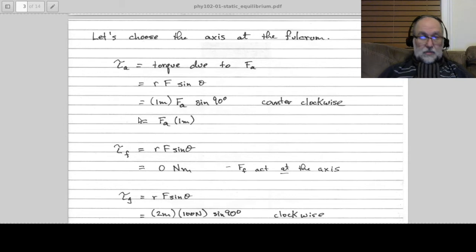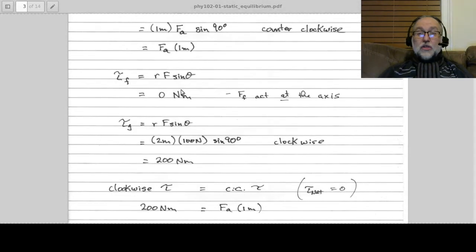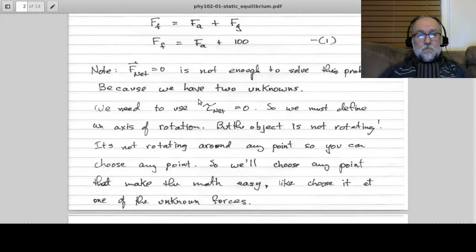Then we have to do the third torque, which is the torque due to that load, R F sine theta. Now that force Fg is 2 meters from the axis. We do know how big that force is. That force is 100 newtons, and the angle is again 90 degrees. And it's clockwise. Let's look at the diagram so we can see why.